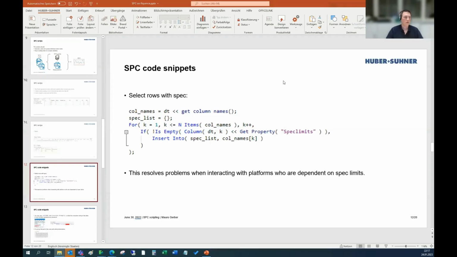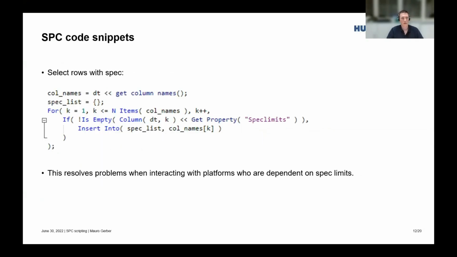So what I use in the script is I search with spec limits to identify which ones are variables to work with. This can also solve problems with platforms that depend on spec limits. So I can filter them and only make limits or control limits for SPC or spec limits for the process capability platform, so I don't get an error message that control limits are missing.